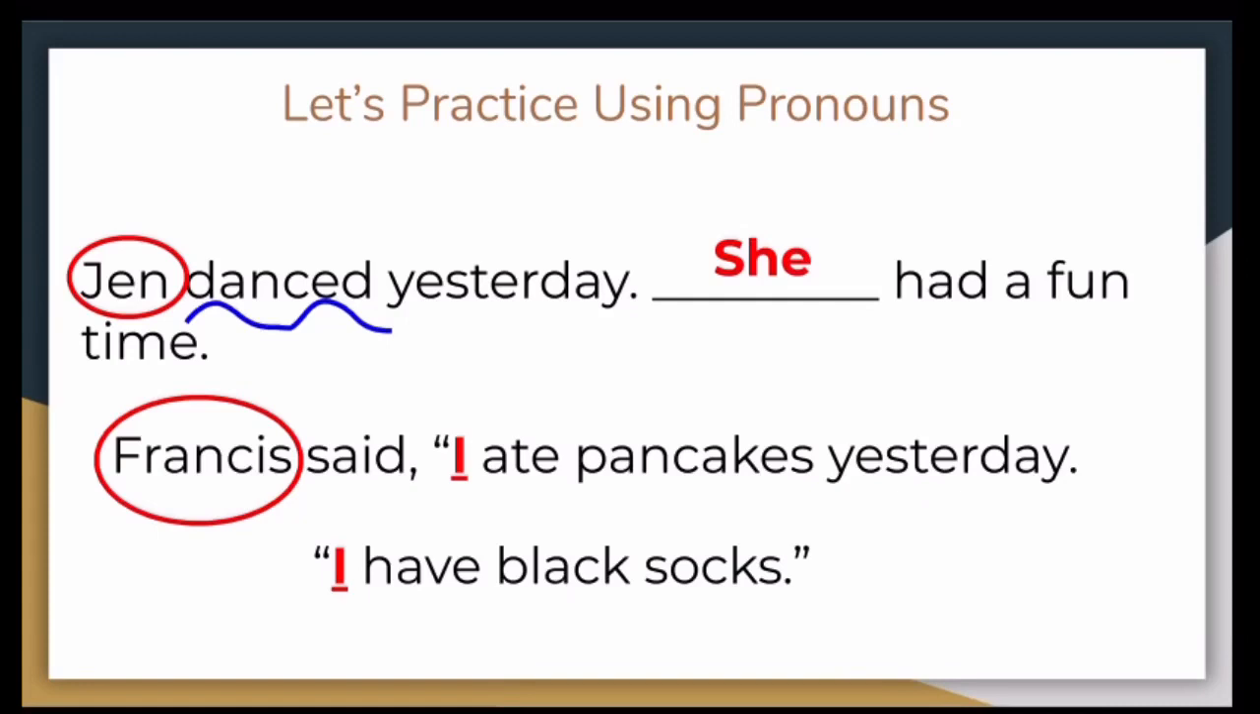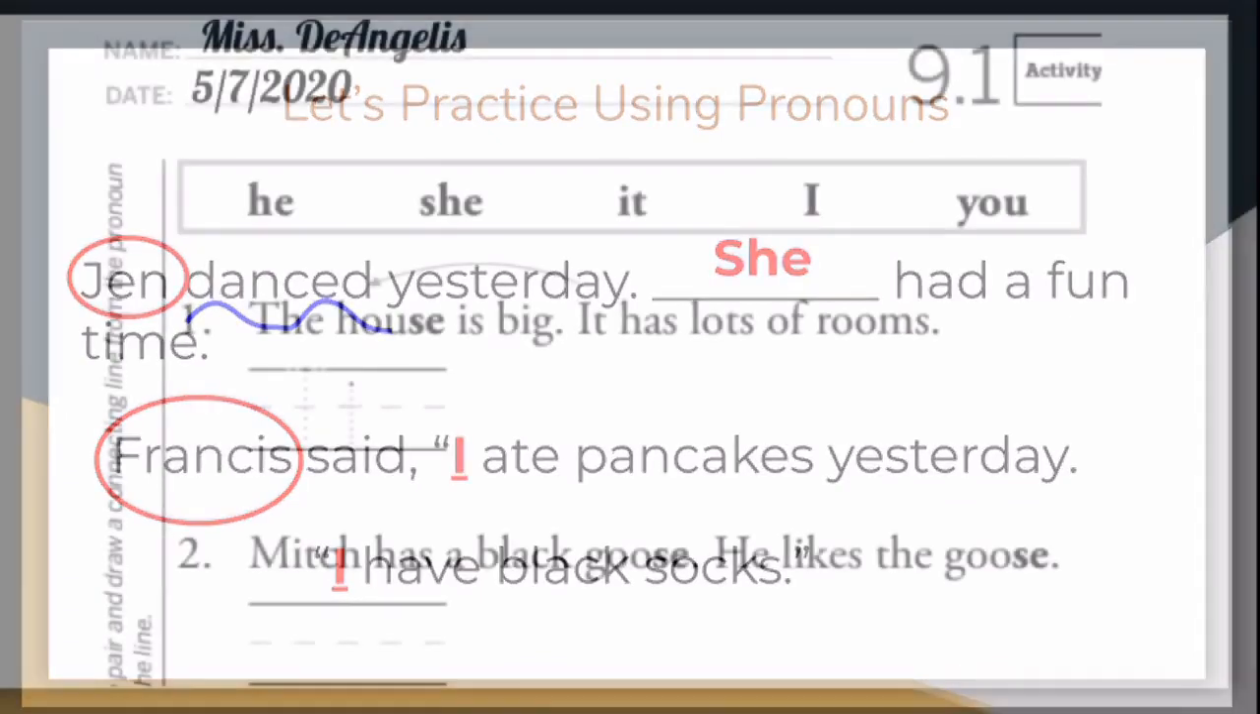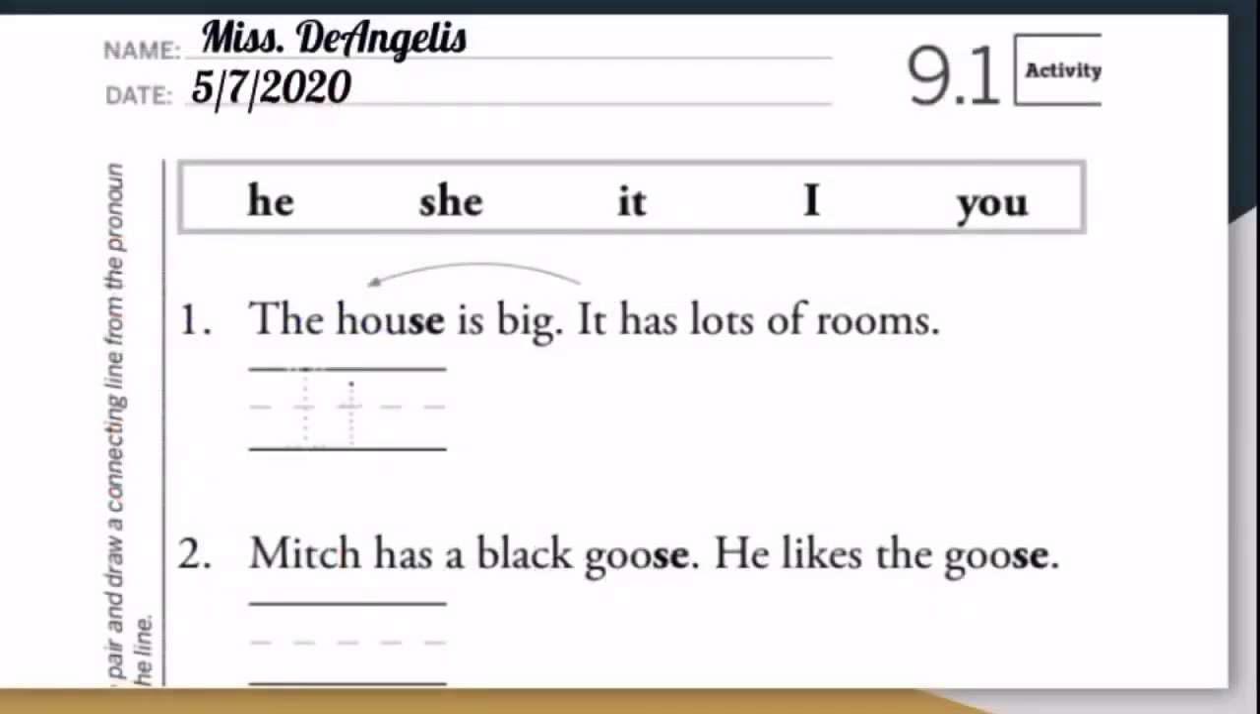And also same example here, I have black socks. So instead of saying Miss DeAngelis has black socks, talking about myself, I'm going to refer to myself as I. Now take out a piece of paper, and we're going to do it together. Okay, you're going to write your name and date like I did. And what we're going to do is we are going to read the two sentences and identify the pronoun, so the word that replaces the noun in the second sentence.